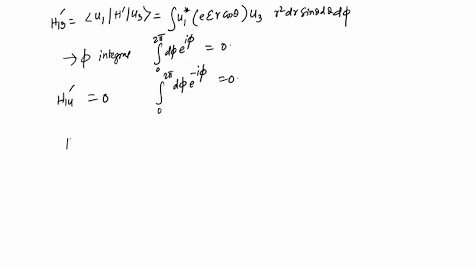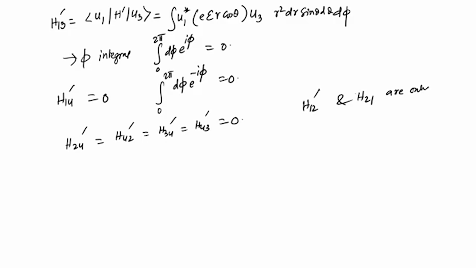You can show similarly that the other terms, H24 prime, H42 prime, H34 prime, all of these are equal to 0 for this particular case, and you are only left with H12 prime and H21 prime being non-zero. If that is the case, we have to calculate H12 prime and H21 prime.